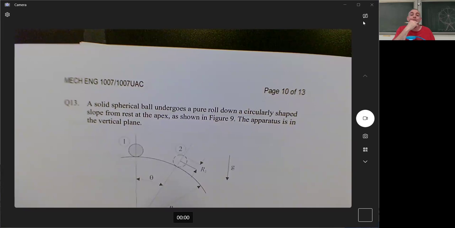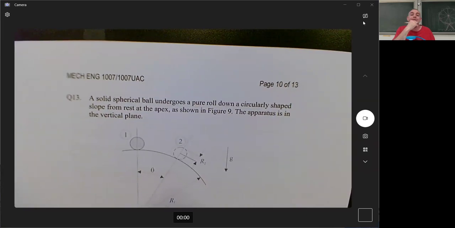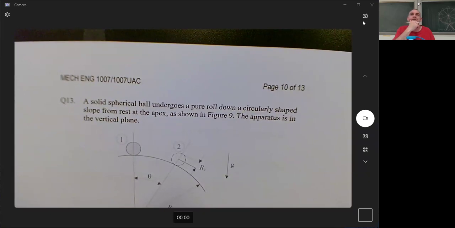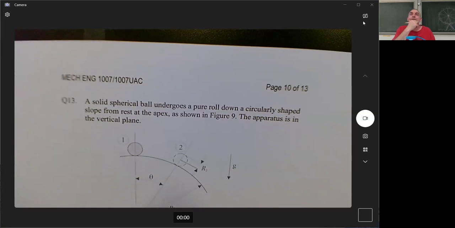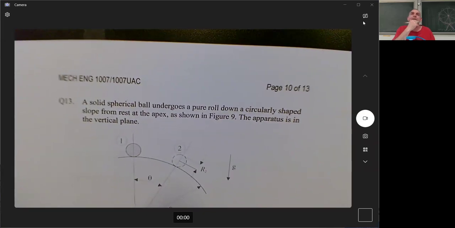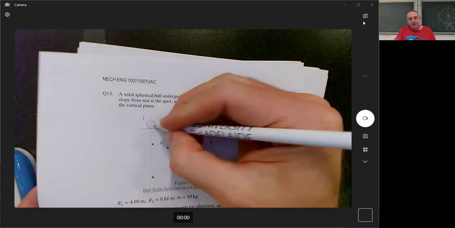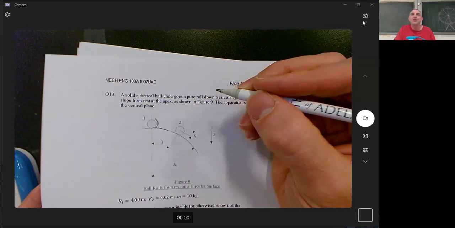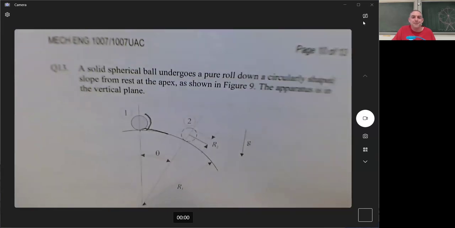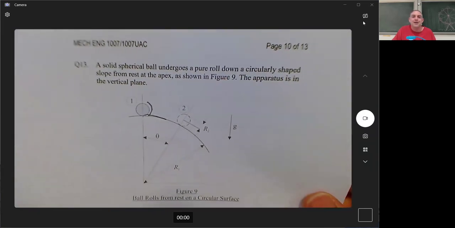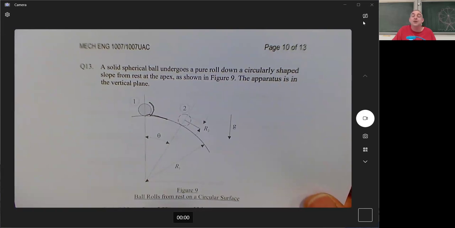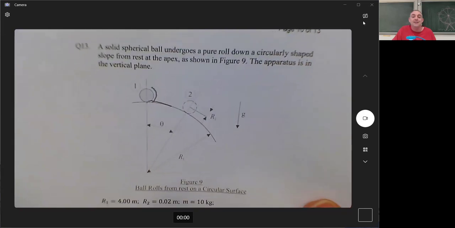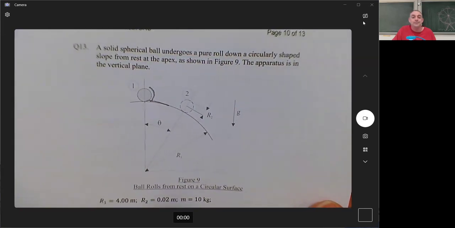A solid spherical ball undergoes a pure roll, meaning it doesn't slide. Is that what it means? Meaning that the surface of the ball is in contact with the surface it's rolling down at any moment. And the distance it goes here is also the distance that the ball goes. That's what a pure roll is. Okay, good. Just making sure I know what that means. Down a circularly shaped slope. Okay, it's a circle. That's good. From rest at the apex, as shown in figure 9. The apparatus is in the vertical plane. Okay.